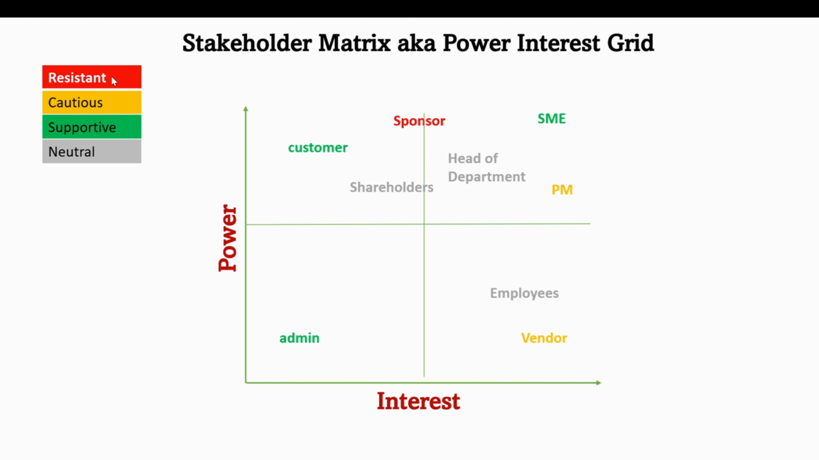And some stakeholders are resistant. I represent them in red. The difficult one that you might find difficult to get into a room for meetings, find difficult to communicate with. Supportive ones I represent in green. So this is just really an example of how the power interest grid looks like.